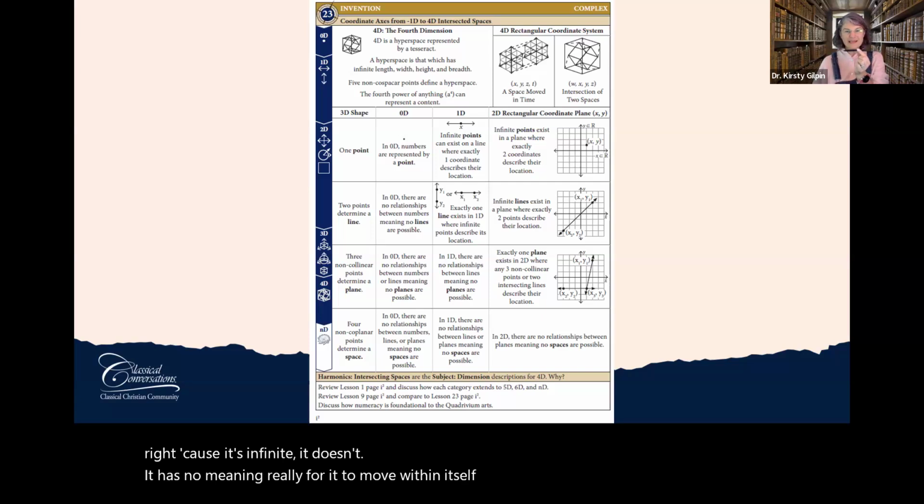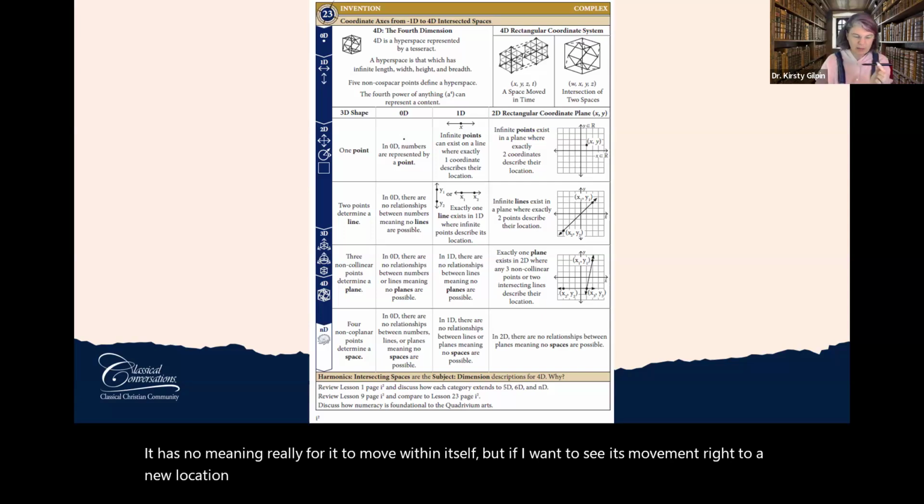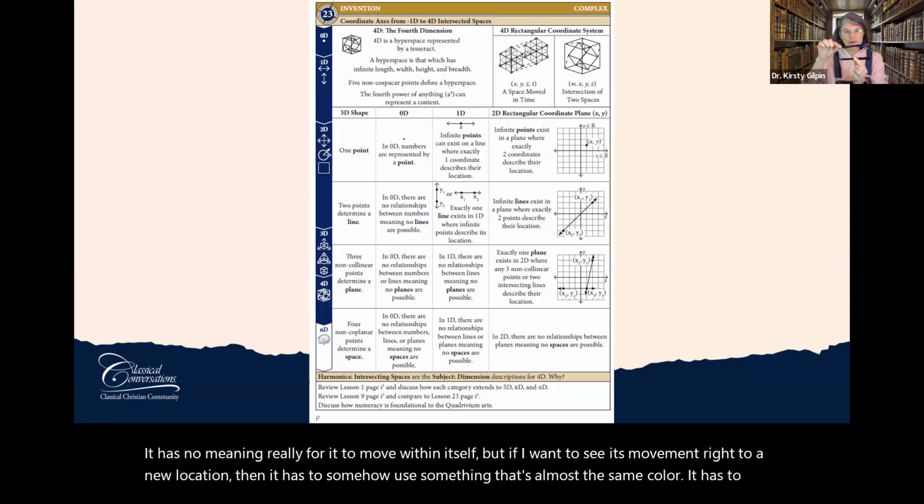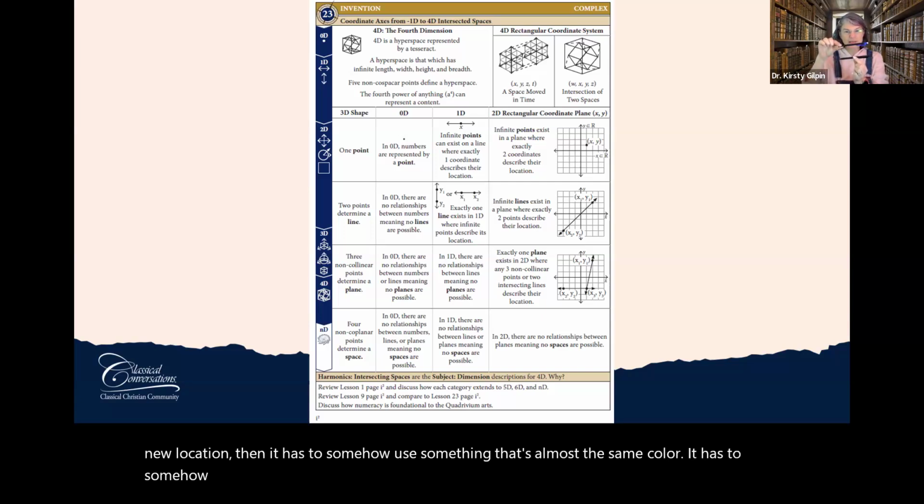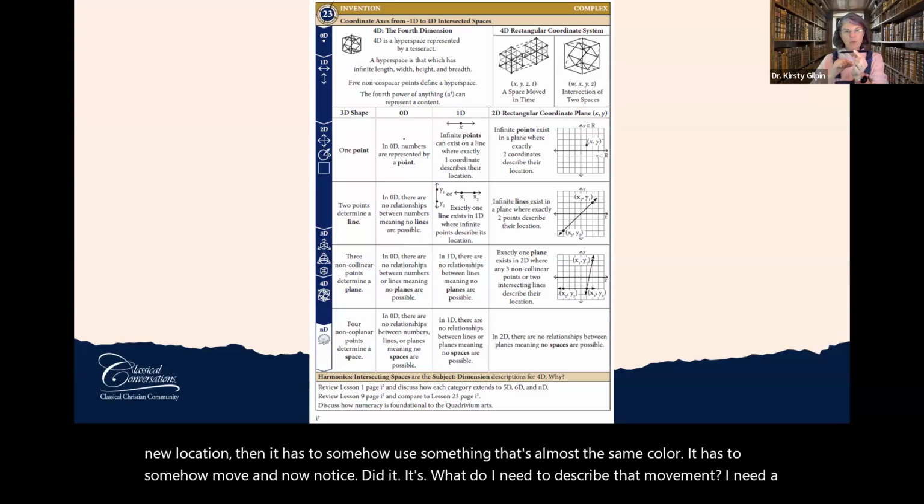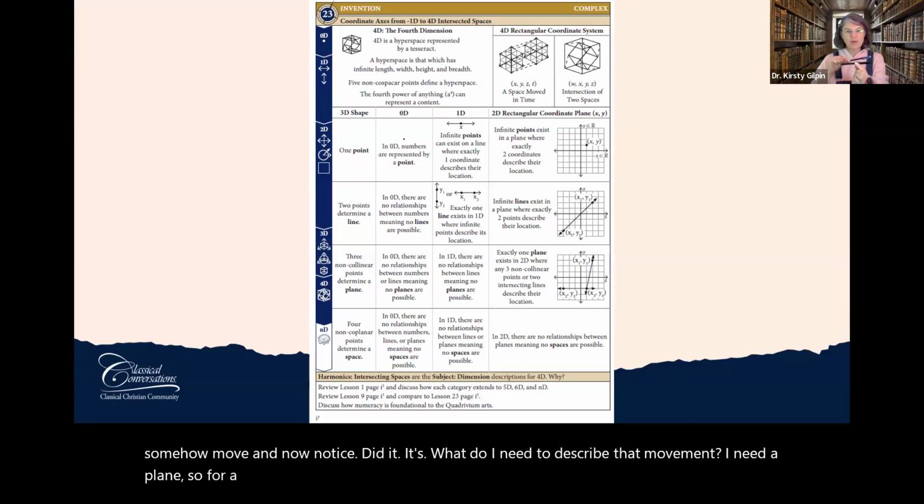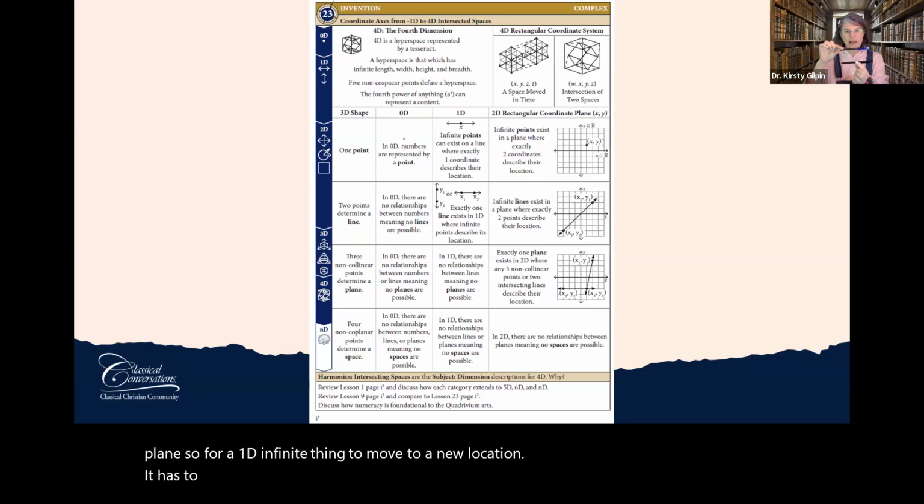But if I want to see its movement to a new location, then it has to somehow, let me use something that's almost the same color, it has to somehow move. And now notice, what do I need to describe that movement? I need a plane. So for a 1D infinite thing to move to a new location, it has to move within the plane.